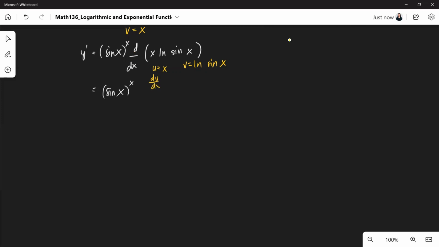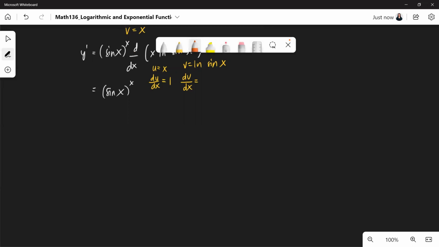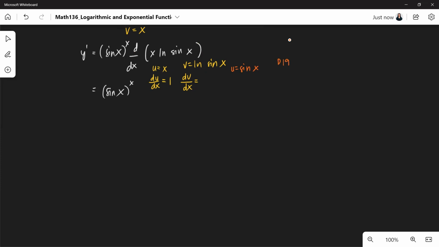The derivative of u with respect to x is 1. Derivative of x is 1. And for the derivative of v, it's ln of u, where u is sine of x. So using D19, another round of D19. This one is, of course, using the properties of derivatives. dx over dx is just equal to 1.